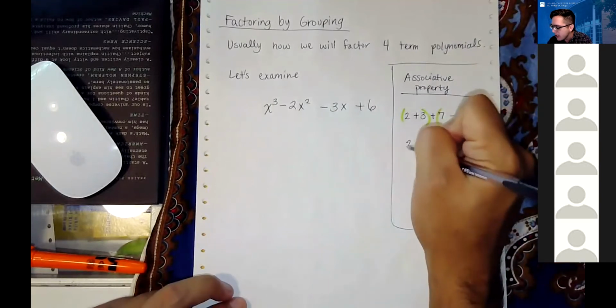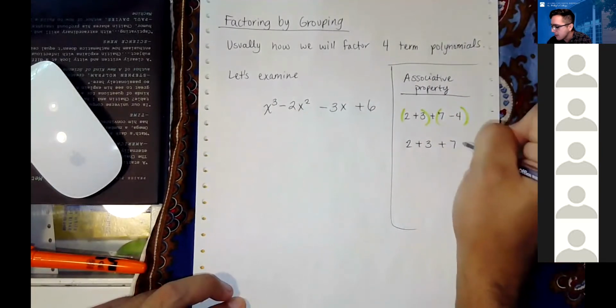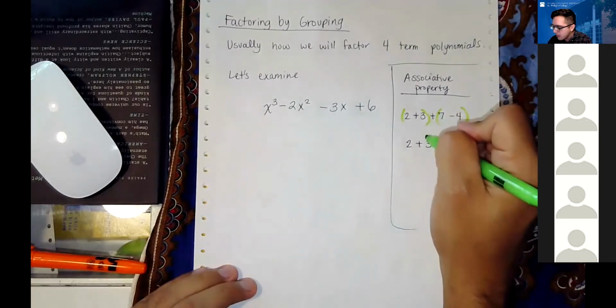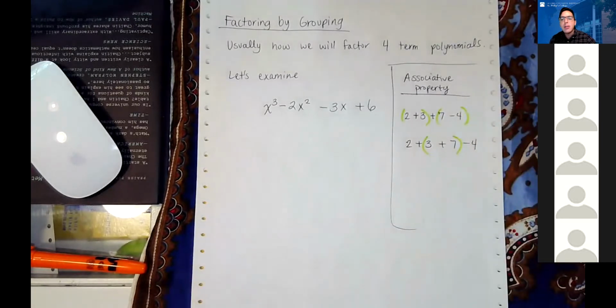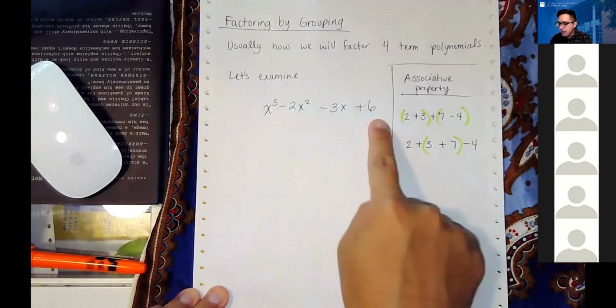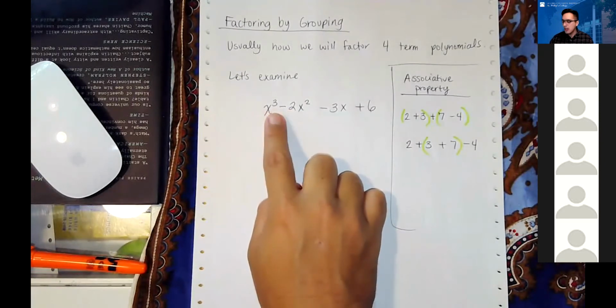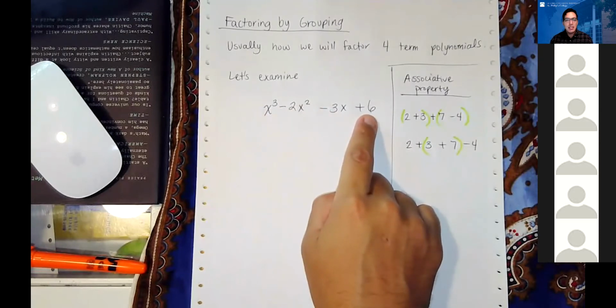Or if I wanted to, 2 plus 3 plus 7 minus 4, same order, hasn't changed. But if I wanted to group these where I had the 3 plus the 7, I could throw parentheses on there, group the 3 plus the 7, do that first, get the 10, and I'm still going to get the same result when I simplify the expression. So this grouping property is going to be super useful because if you look at these 4 terms, they don't all have some common factor. Maybe these 2 do, and maybe these 2 do, right?